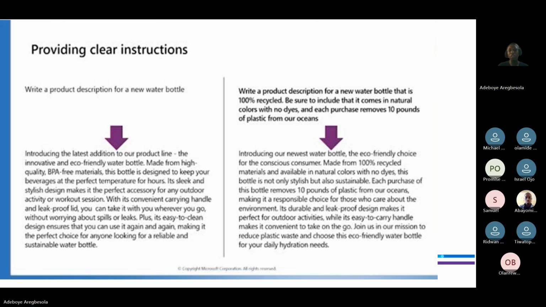But it's not, yes, this is a good description, but it's not enough. You need it to be much more to work with. As you included natural colors with no dyes, that's a constraint. That's an example also. That's clear and vivid. You want it to include that each purchase removes 10 pounds of plastic from our oceans.